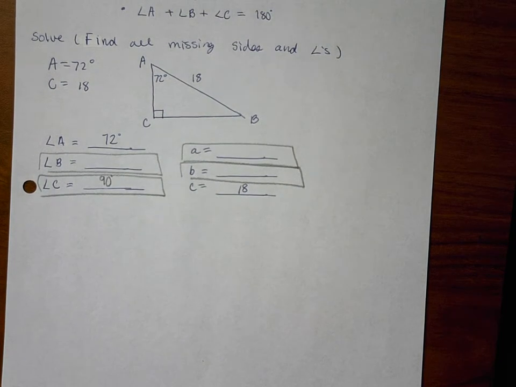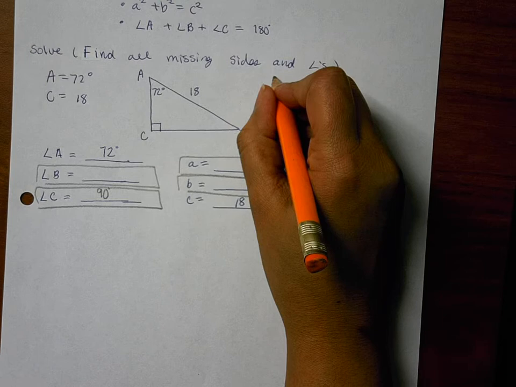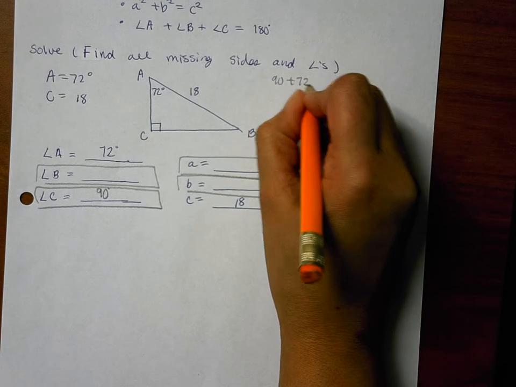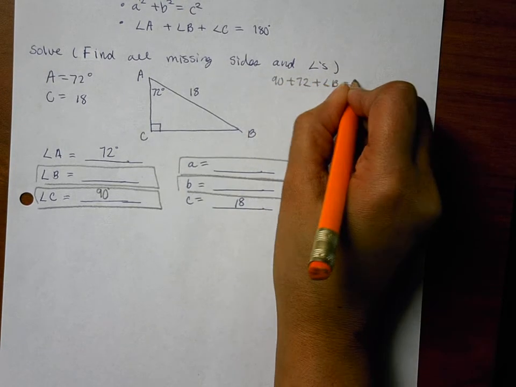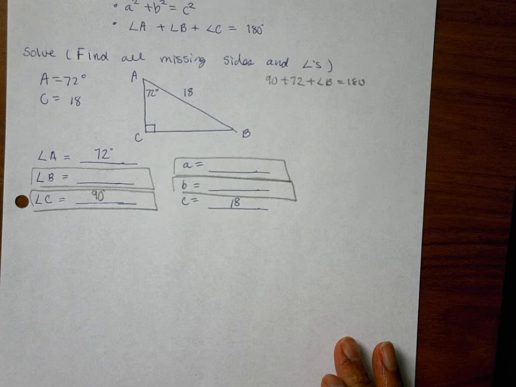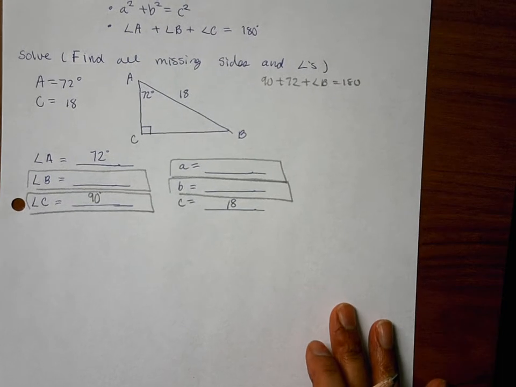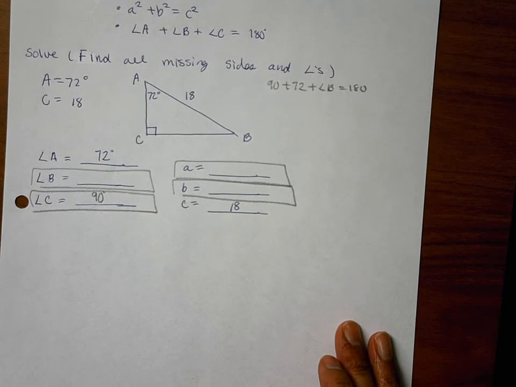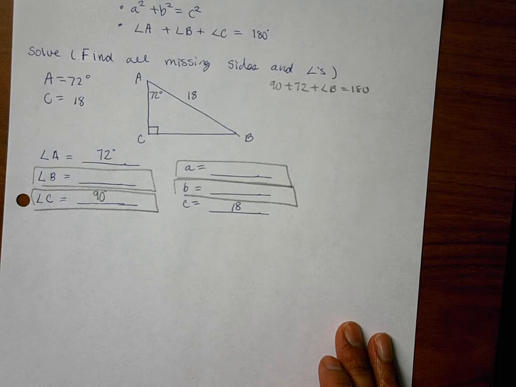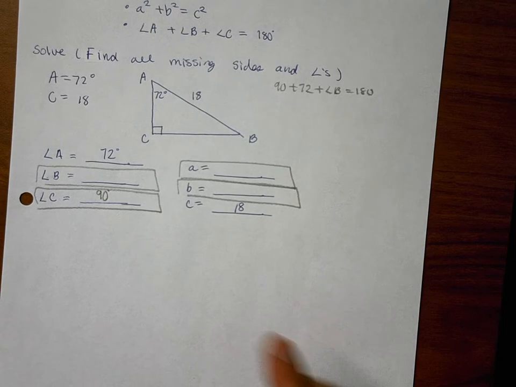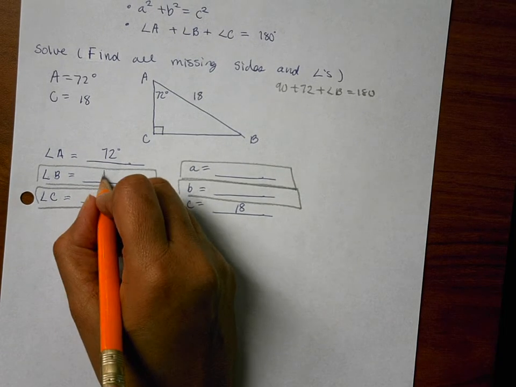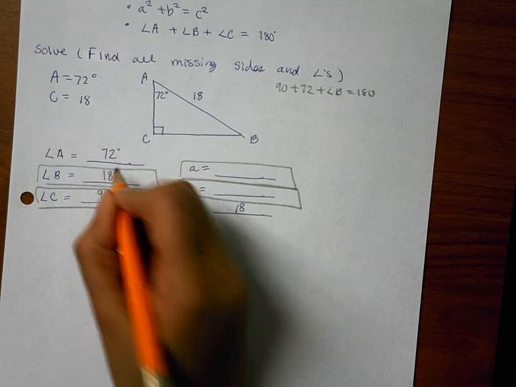Okay. What's the easiest thing to find next, according to this picture? You do the 90 plus 72 and then subtract it from 180. Angle B, yeah, angle B. Find angle B. Okay, so 90 plus 72 plus angle B equals 180. So add and subtract from 180. Do that now. And what do you get? 18 degrees. Okay.